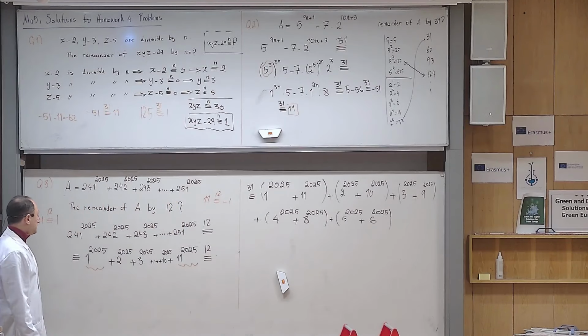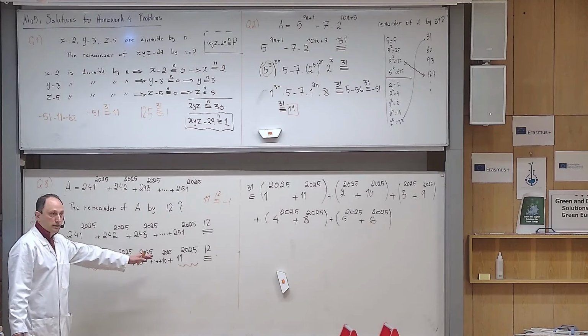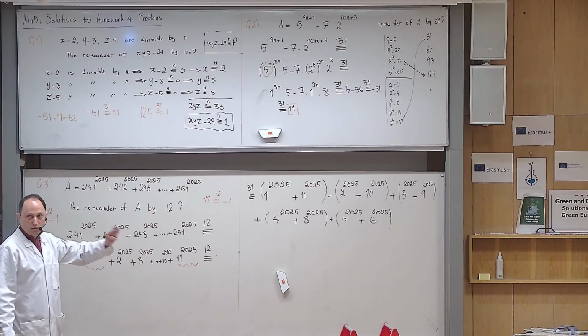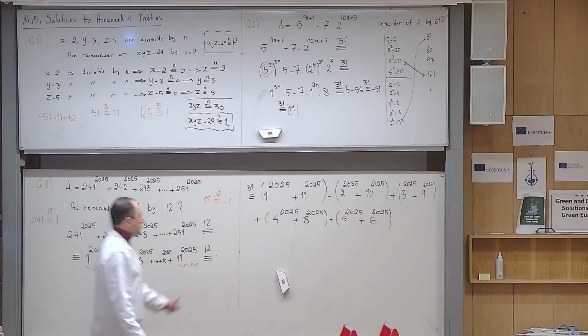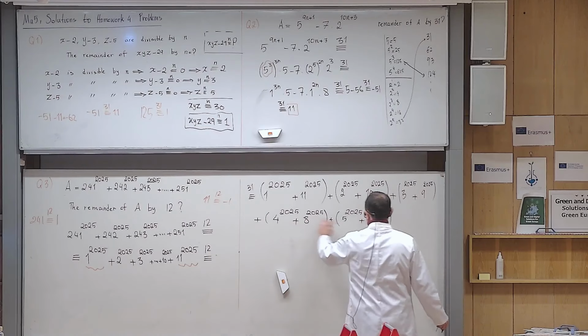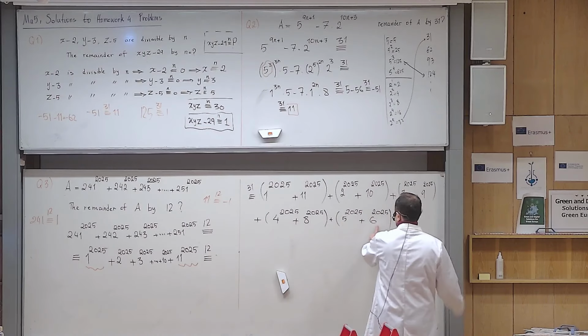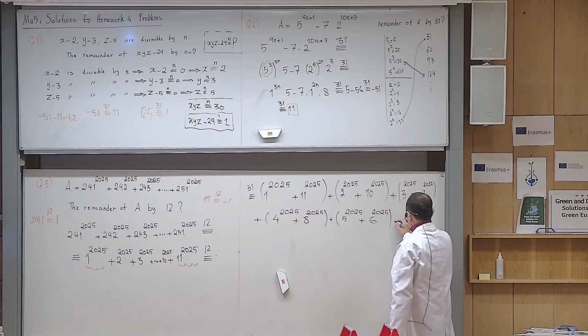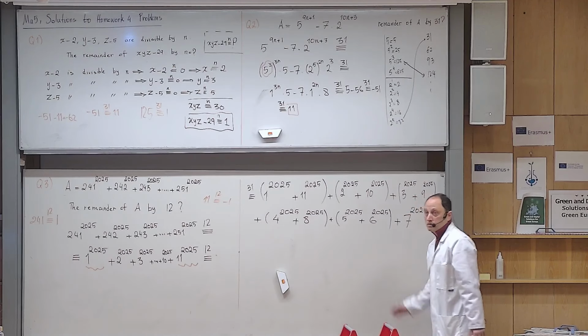Is there anyone left alone? Because here I have 1 up to 11. There are 11 numbers, so the number is odd. So one of them is left alone. 1, 2, 3, 4, 5, 6, 7 is left alone. Do you agree? Yes? Do you agree with that?